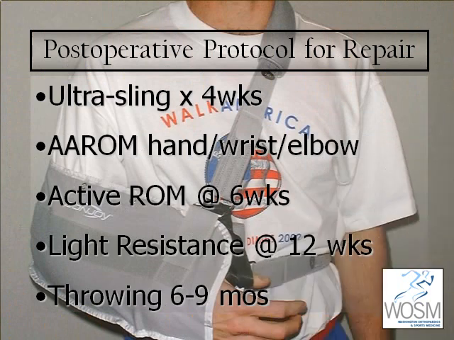Postoperative repair rehab program is variable depending on how the procedure was done and the degree of security, but involves ultrasling for 4 weeks, active and assistive range of motion of the hand, wrist, and elbow, active motion of the shoulder starting at week 6, with light resistance at week 12, and throwing beginning as early as 6 months.